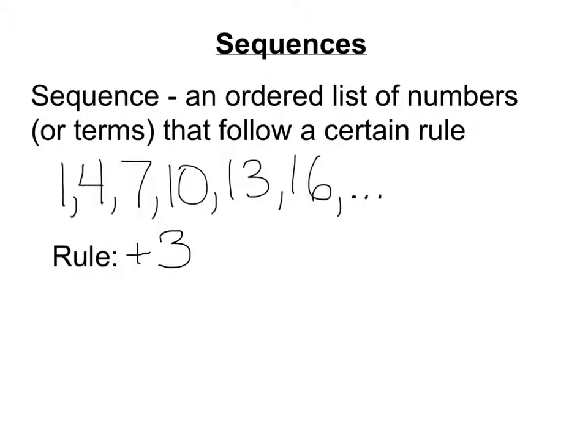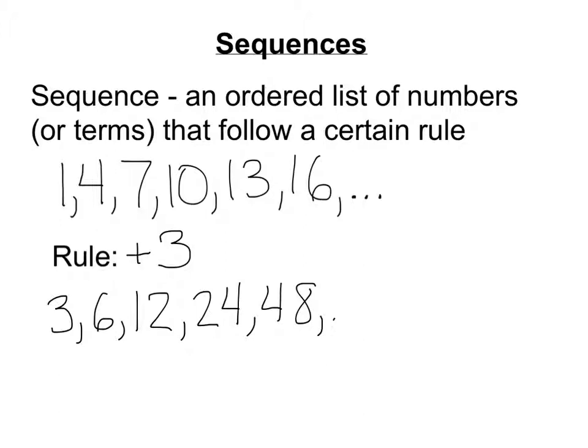I could also take a look at the sequence 3, 6, 12, 24, 48. If I look here, in order to go from 3 to 6 I add 3, but in order to go from 6 to 12 I'm adding 6. So we're not adding the same things anymore. So let's rethink this. The numbers are growing, so we could use addition or we could use multiplication.